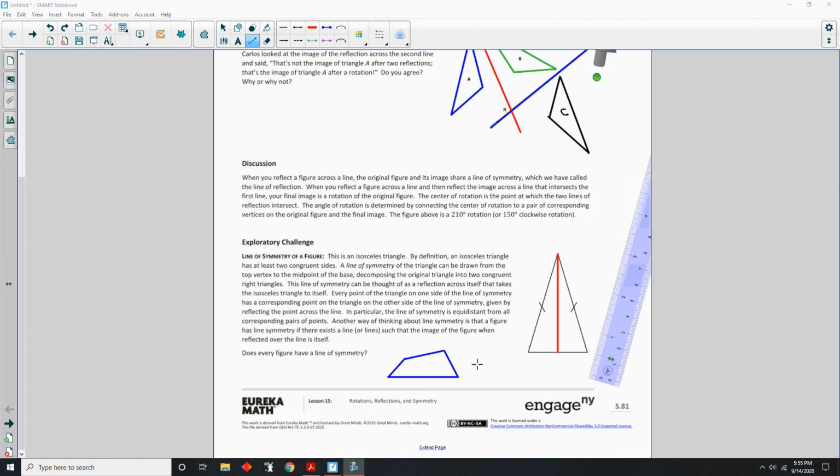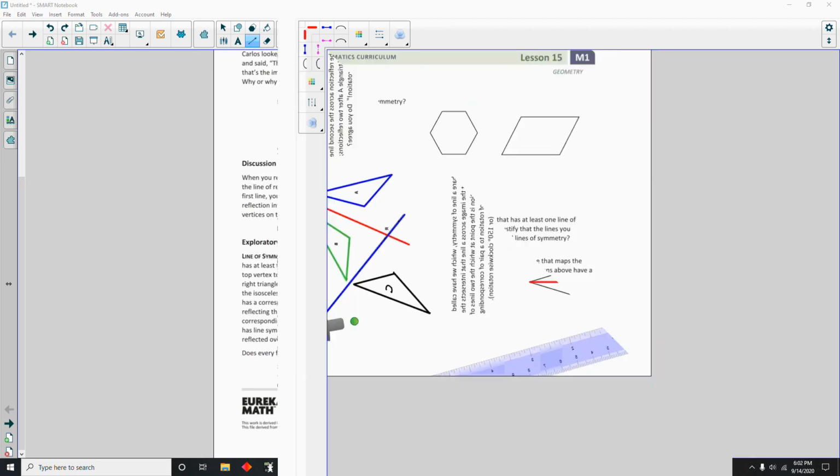Okay, here is an example. This is a quadrilateral. No sides are parallel, no sides are congruent. There is no line of symmetry. There is nowhere where I can cut this in half and one side will fold over and land right on top of the other. So not every figure has a line of symmetry.